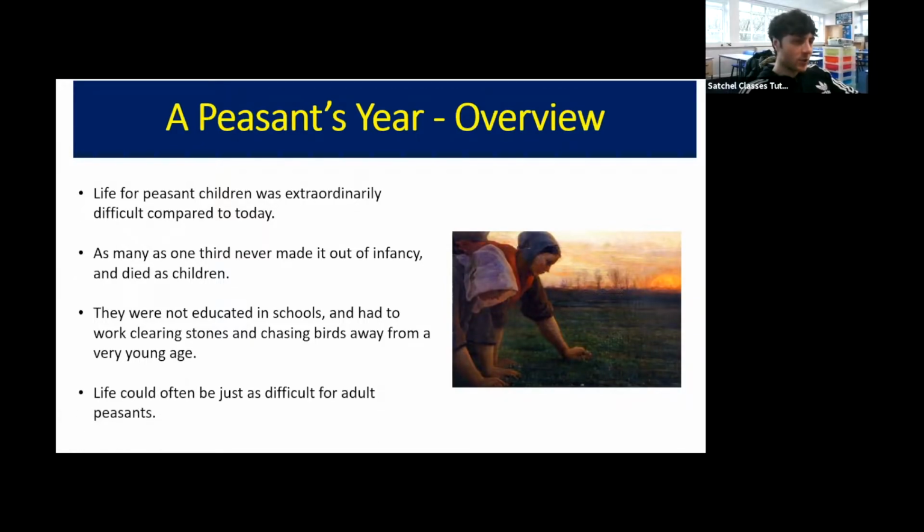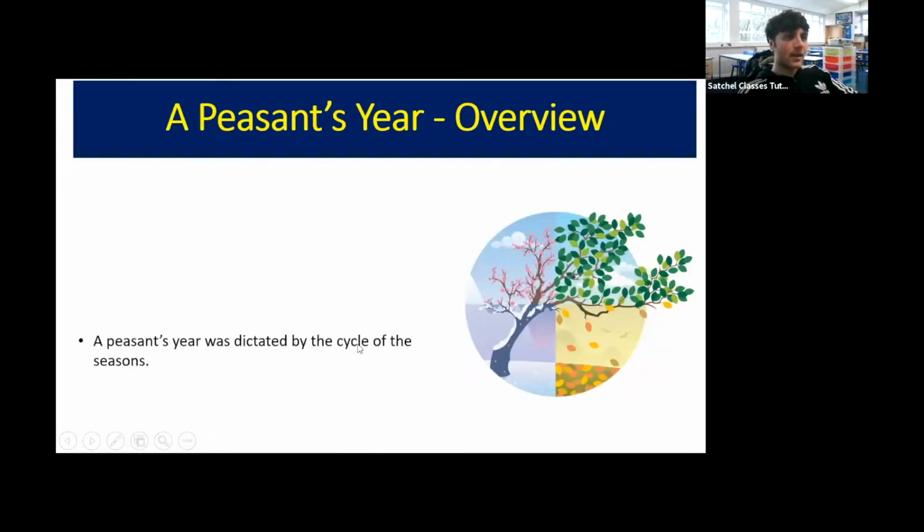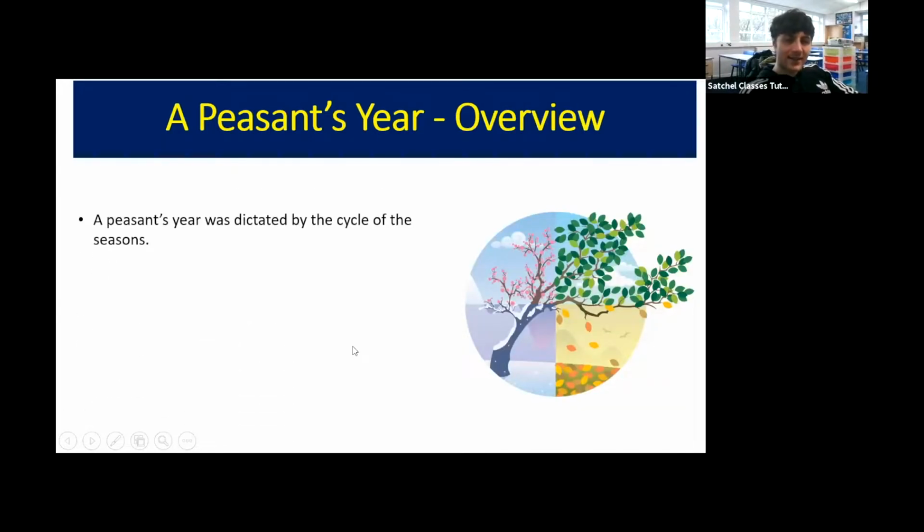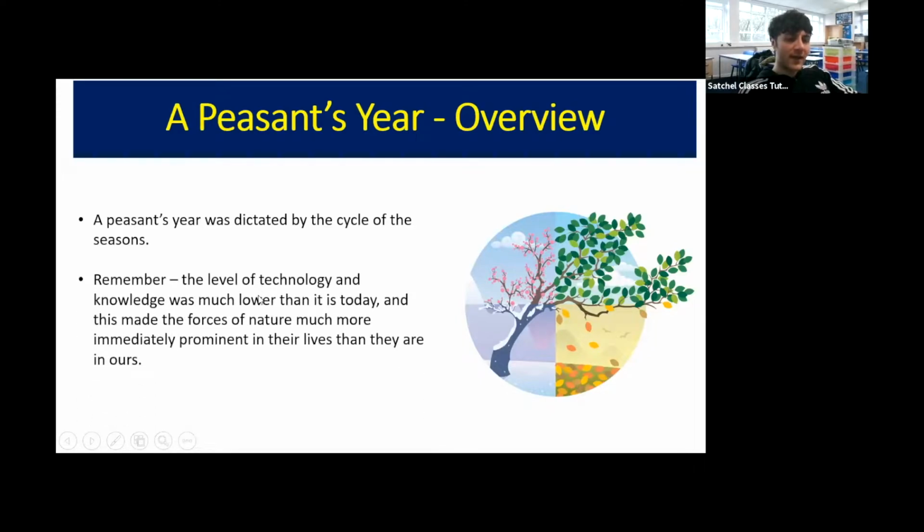And even when you got to adulthood, it's not like it really got any easier. Life could often be just as difficult for adult peasants. Now, the main thing that dictated the life cycle of the peasant each year was actually just the cycle of the seasons. And the reason for that is you've got to remember the level of technology was obviously much, much lower than it is today.